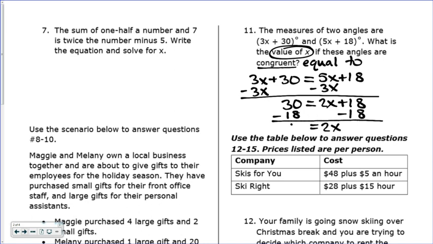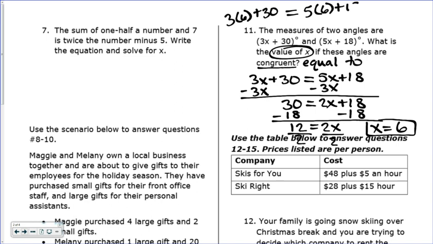$30 minus 18 is 12. And then what number can I plug in here to make this statement true? I need to divide both sides by 2, and x equals 6. You can always plug that back into both of your equations. If you plug in 6, so 3 times 6 plus 30 should equal 5 times 6 plus 18. Okay, that's a way that you can go back and double check that both sides, or that your equation is true.